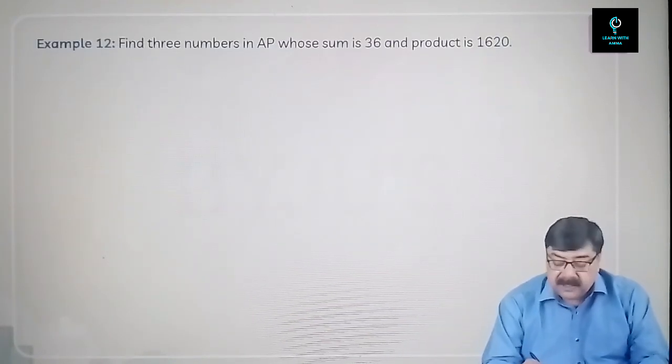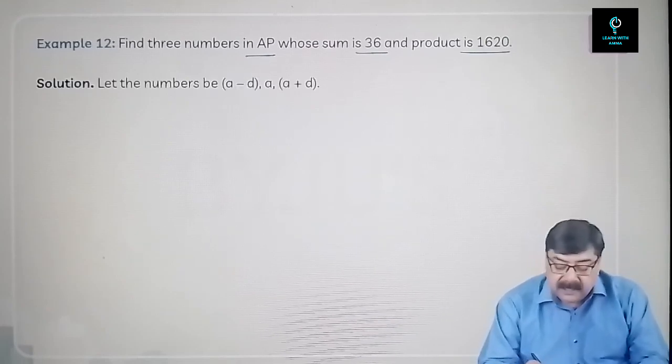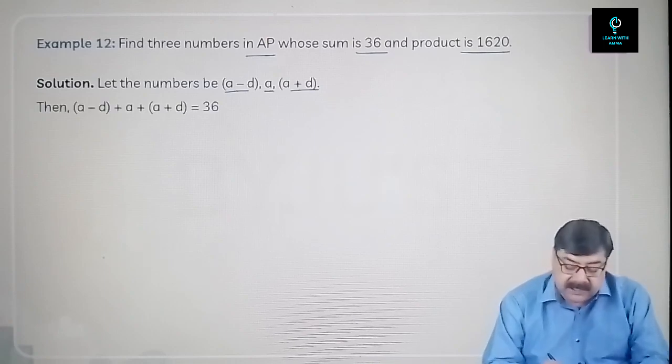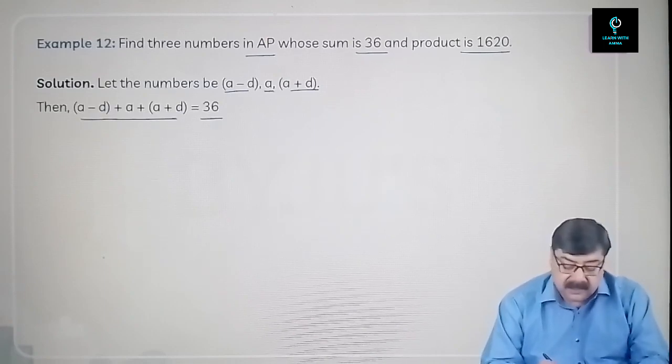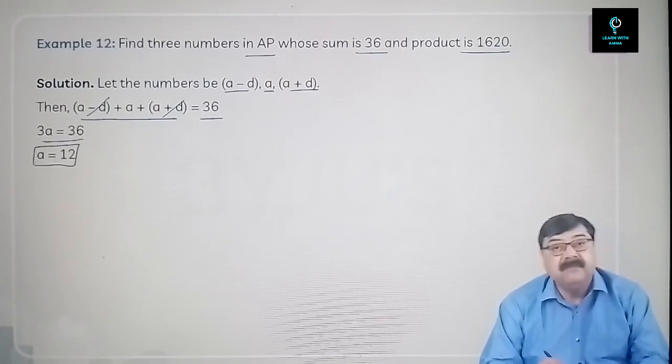Now find 3 numbers in AP whose sum is 36 and product is 1620. So let the numbers be A minus D, A and A plus D. So their sum is 36. So minus d and plus d cancels. So 3a becomes equal to 36, which means a is 12.